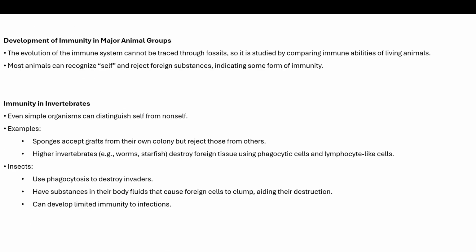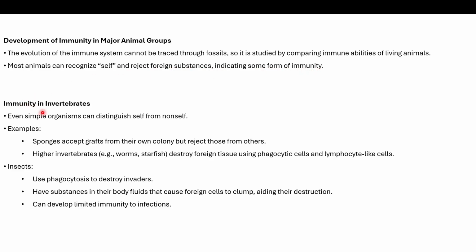Now, if we talk about the development of immunity in major animal groups, the evolution of the immune system cannot be traced through fossils, so it is studied by comparing immune abilities of living animals. And most animals can recognize self and reject foreign or non-self substances, indicating some form of immunity.